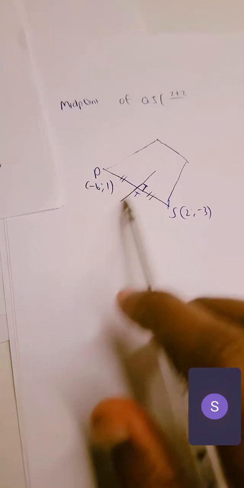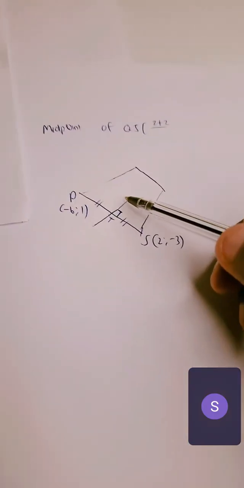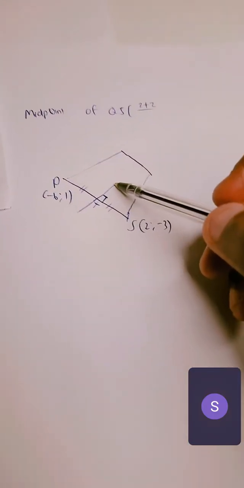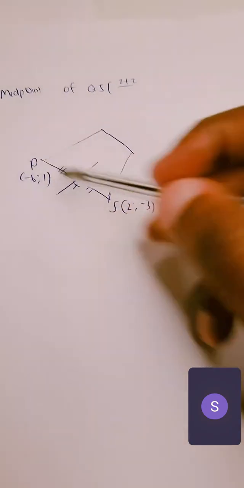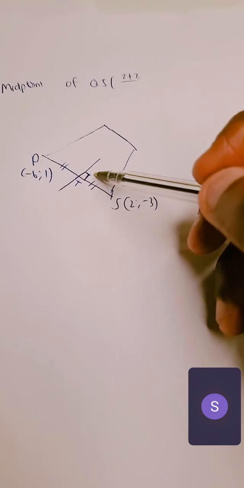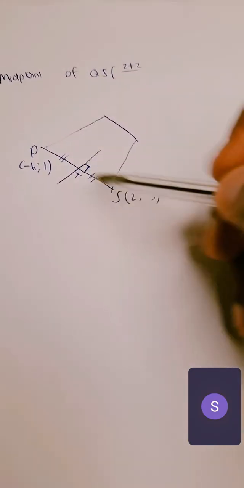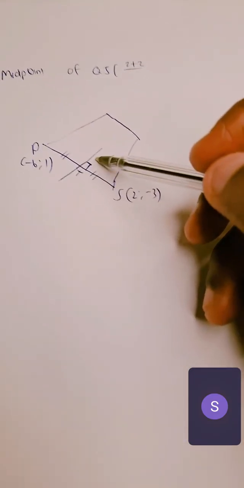Remember, S you already know is 2 and -3, and P you already know is -6 and 1. So when you want the equation of this perpendicular, we call this thing actually a perpendicular bisector. A line segment that cuts another line at 90 degrees at the midpoint. So we call this a perpendicular bisector.